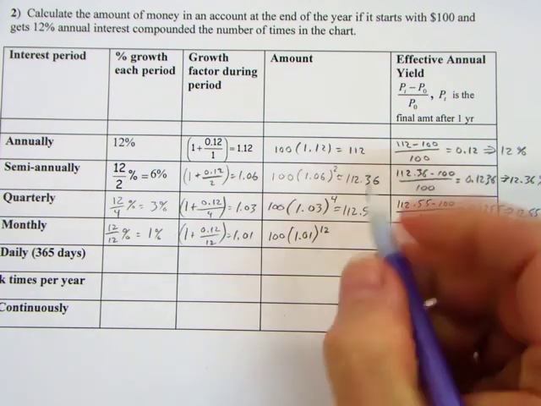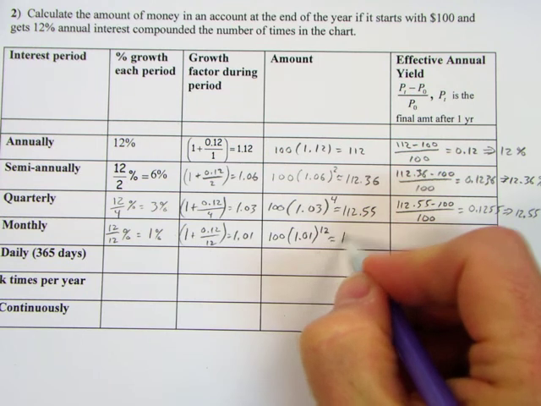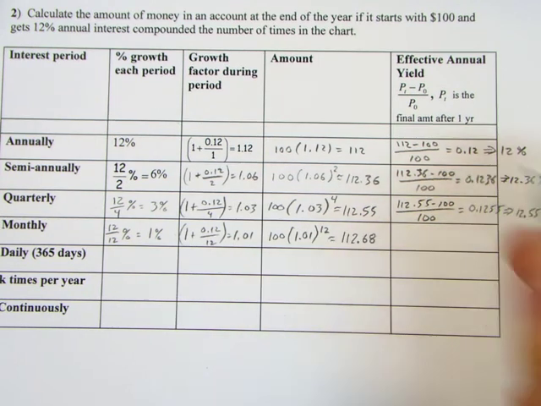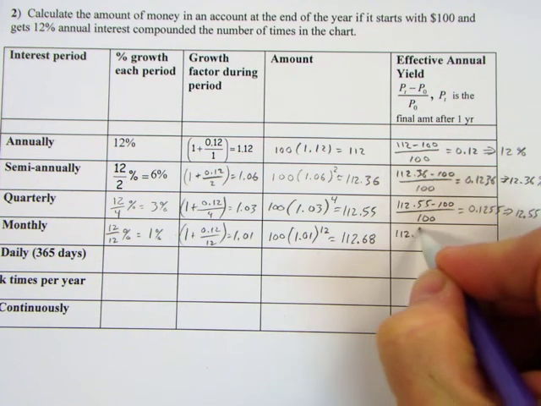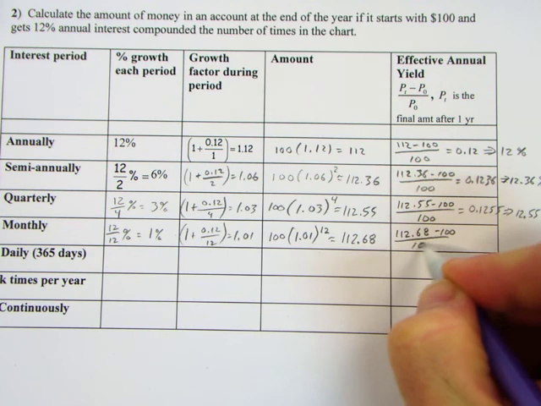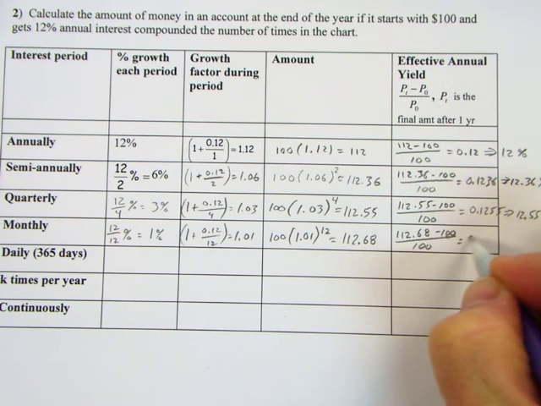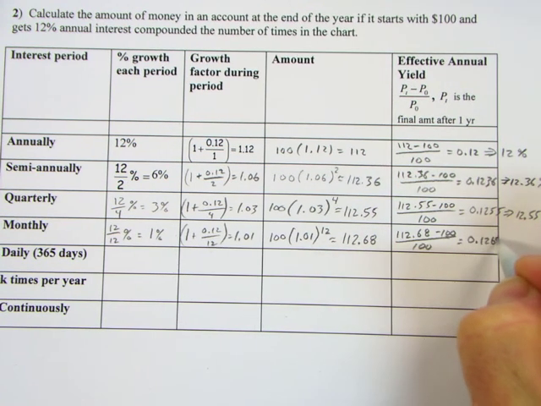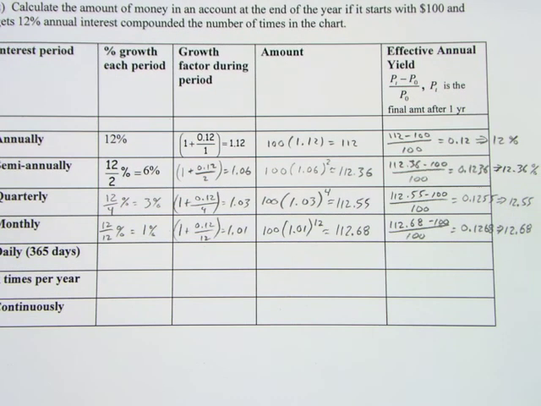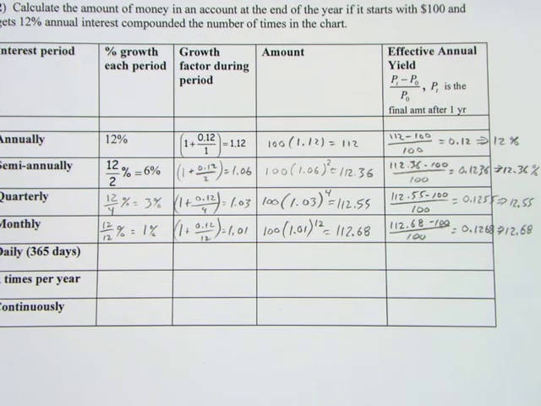And this is approximately equal to 112.68. And then compute the effective annual yield. And we get 0.1268, which gives us 12.68%. Now, you see, every time the percentage is going up, it's not going up a big deal, but over time that makes a huge difference.